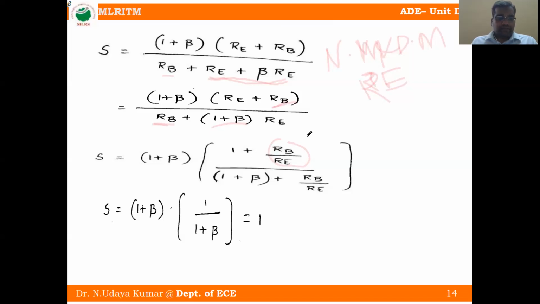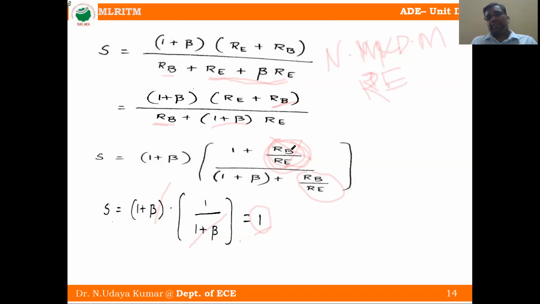Next, when the ratio RB by RE controls the value of the stability factor, what happens? If the ratio is very small, less than 1, then whatever we add to 1 in the numerator is negligible. So RB by RE is less than 1 means it is not considered. Finally we get 1 plus beta by 1 plus beta, which cancel, so the stability factor value is 1.